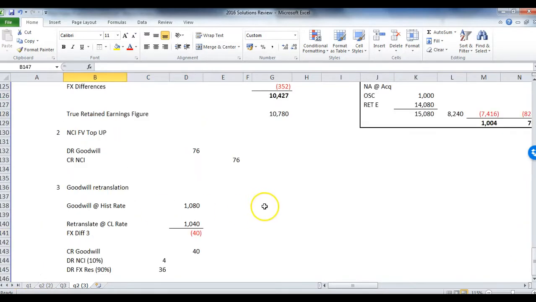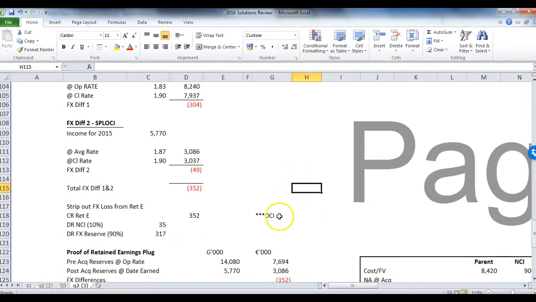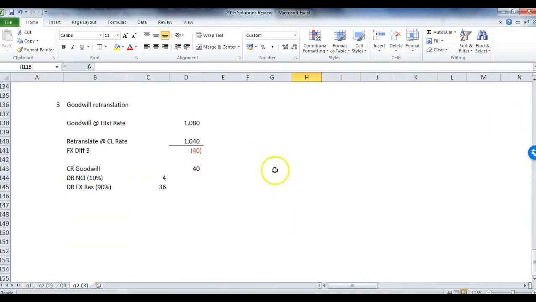And the other thing to remember is both of these FX differences, the full 40 and the full 352, are current year foreign exchange differences and they will go into the OCI. So remember to label it. I typically, when I'm labeling for the SOCI, label it with 3 stars and I'll show you that it goes into the OCI, and the full amount will also go into the OCI here.